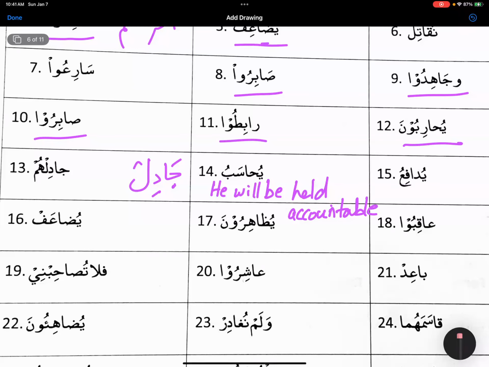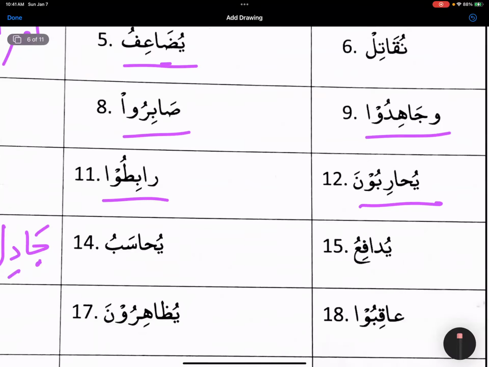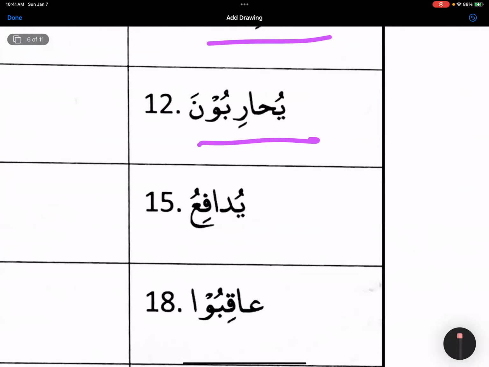So yuhasabu. Okay, now yudafi'u. What is that? दिफा से है. So that is mudare. So mudare, and what is the fa'il? Huwa. Dafa yudafi'u. Right? Yeah. Yudafi'u. So this is regular one. Yeah, mudare. So how are we gonna translate?